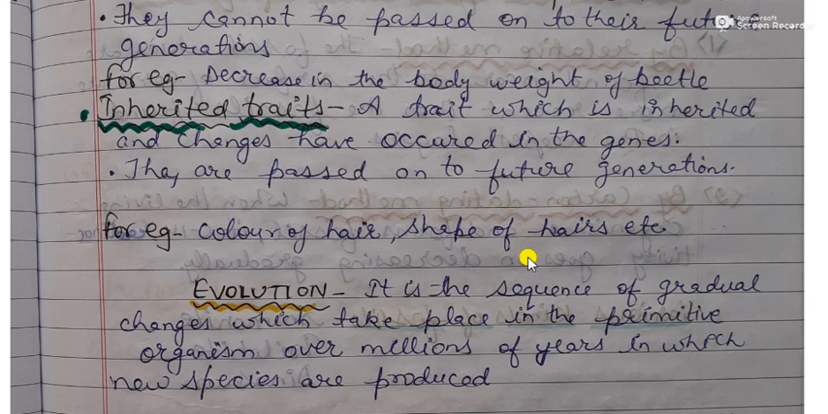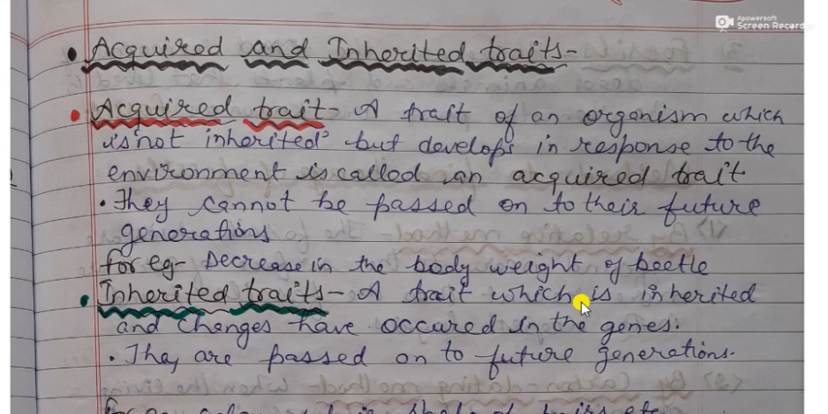Suppose we have a mouse and we have cut its tail. The cut tail of the mouse is an acquired trait, so this trait would not be passed on to the next generation. Alright, so this was all about acquired and inherited traits and this chapter of heredity.